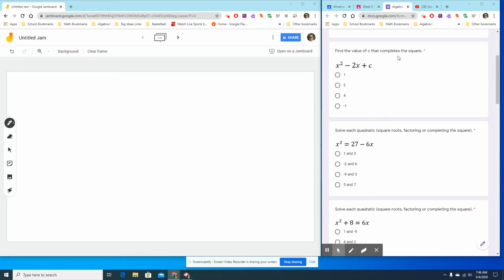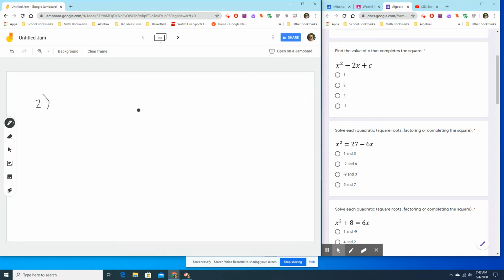Okay, so we're going to find the value that completes the square. So we're going to take half of that b value. So c is equal to -2 divided by 2 and squared. So that's -1 squared, which is 1. So we got our top answer there. Okay. Number 2.